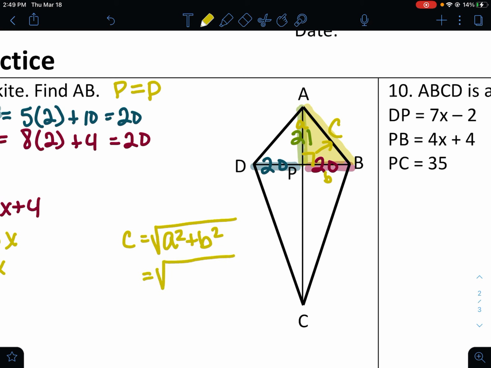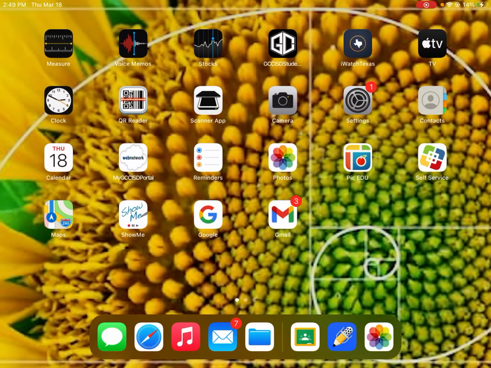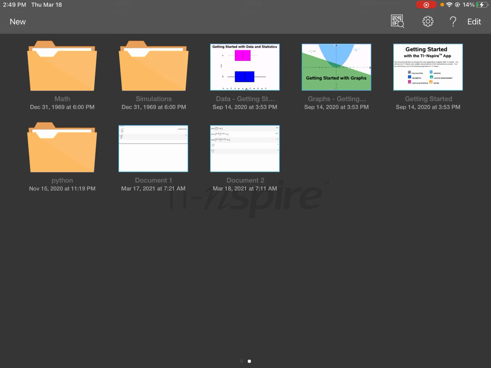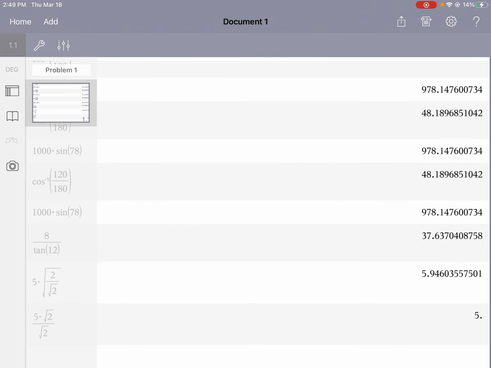All right, so let me put that here. What's that going to be? 21 squared plus 20 squared. And we're going to put that in the calculator. Do not use and solve. Let me just show y'all, because y'all just like throwing and solve around indiscriminately. Don't do that.